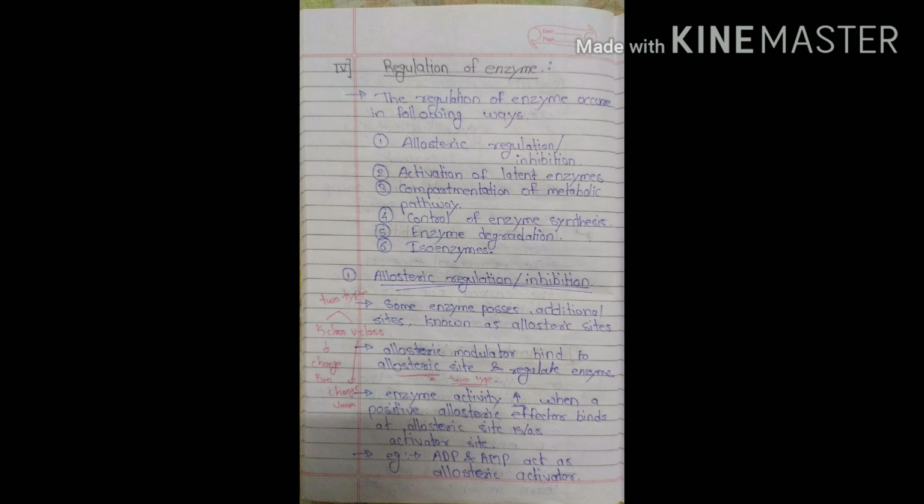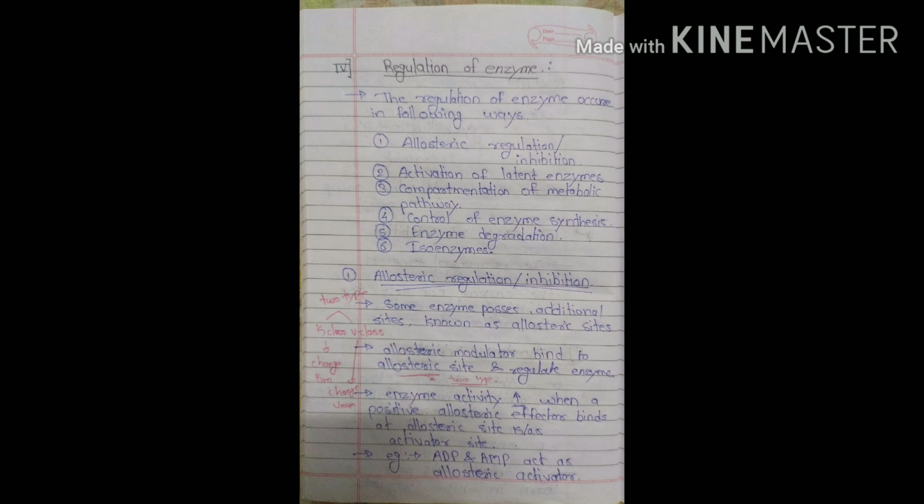Now first is allosteric regulation or inhibition. For this type of enzyme, specific allosteric sites are present. Allosteric sites are additional sites other than active sites for the enzyme. This allosteric modulator binds to allosteric sites and regulates the enzyme mechanism. There are two types of allosteric binder: positive allosteric binder and negative allosteric binder.